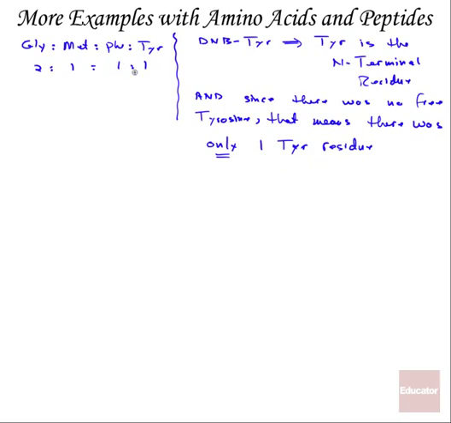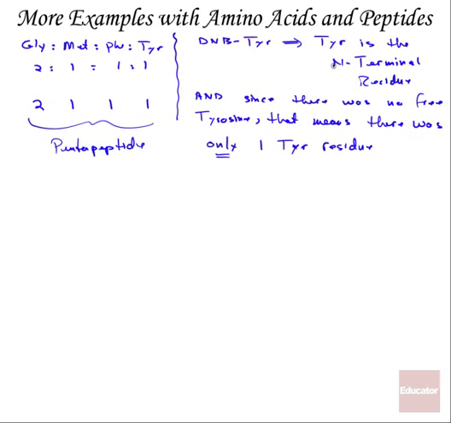So this 2 to 1 to 1 to 1 is not just a ratio, it's exactly how much we have. We have 2 glycines, 1 methionine, 1 phenylalanine, and 1 tyrosine. So this is going to be a pentapeptide. In other words, we have 5 amino acids that make this up. Really, really nice. We know what the far left one is. It's going to be the tyrosine.